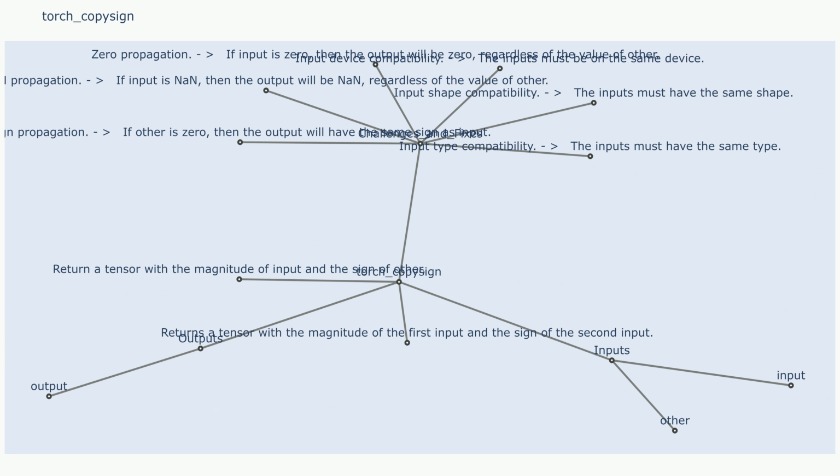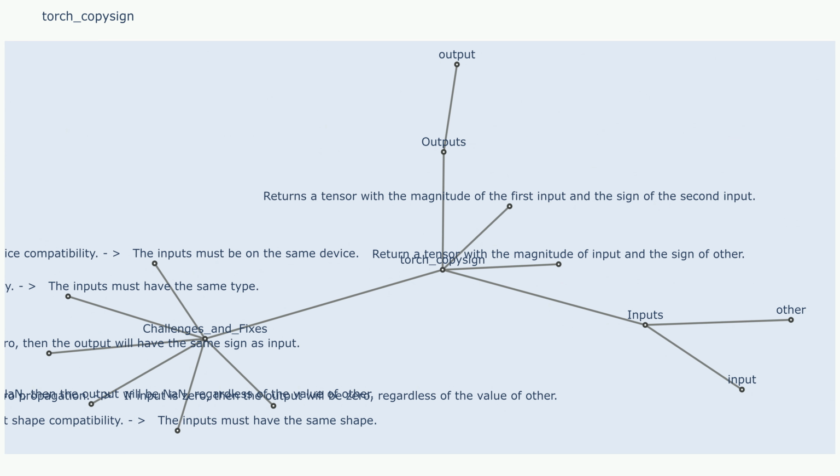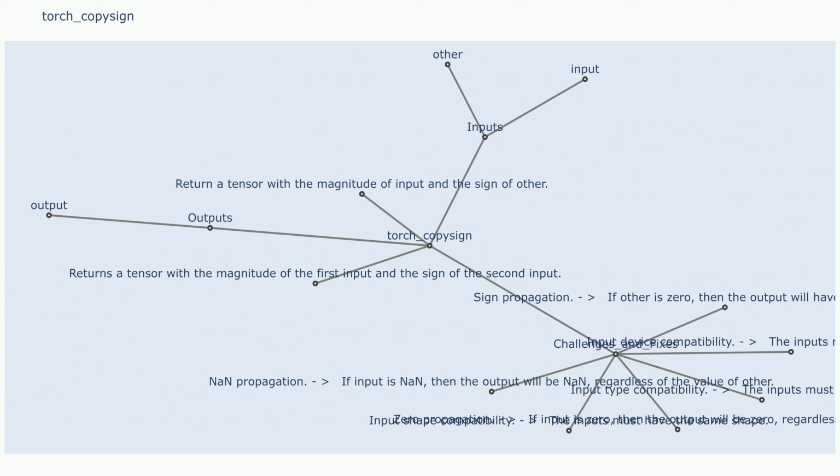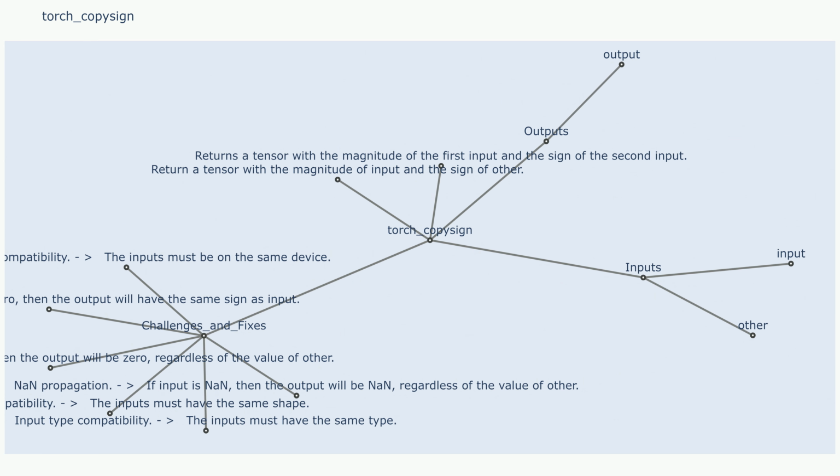Challenge 2. The other tensor must have the same dtype as the input tensor. Sample use case that resulted in challenge 2: torch.copysign(torch.tensor([1.0, 2.0, 3.0]), torch.tensor([1, 2, 3])). Fixes to challenge 2. Convert the other tensor to the same dtype as the input tensor before calling the torch.copysign function.